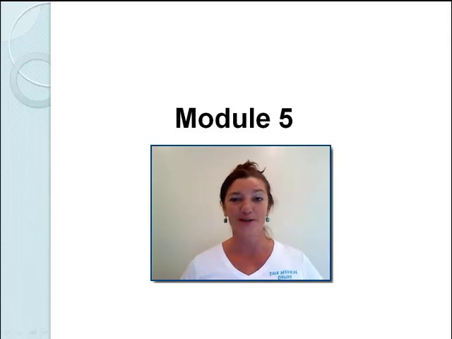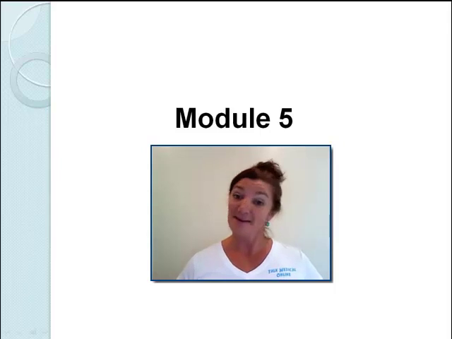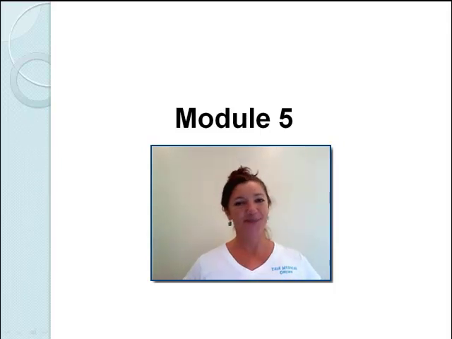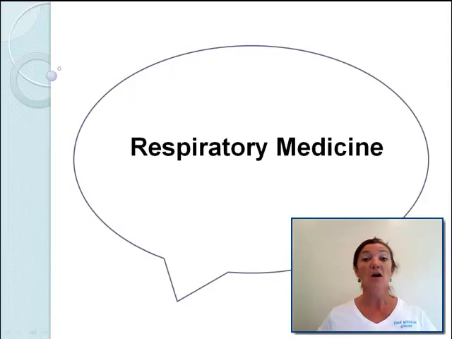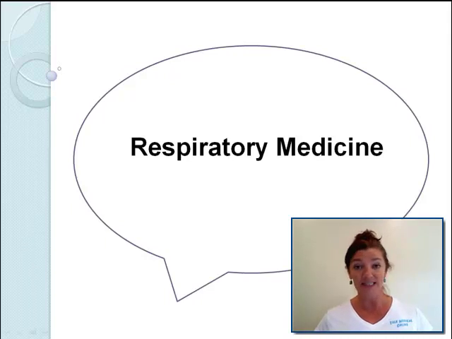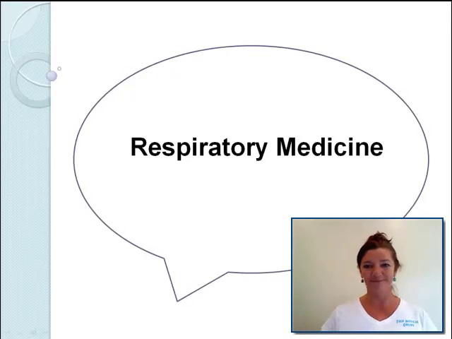Welcome to Module 5. In Module 5 we will be looking at respiratory medicine and therefore the respiratory system. Respiratory medicine obviously involves the respiratory system. We are going to look at the respiratory system, how things work, then we will look at the root terms, some suffixes, some common conditions and diseases associated with respiratory medicine and lots of words.